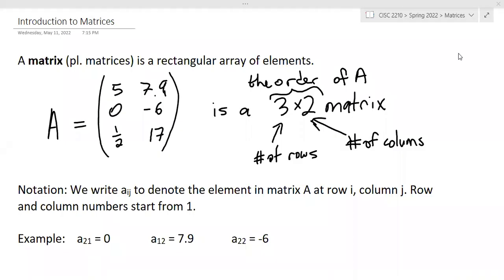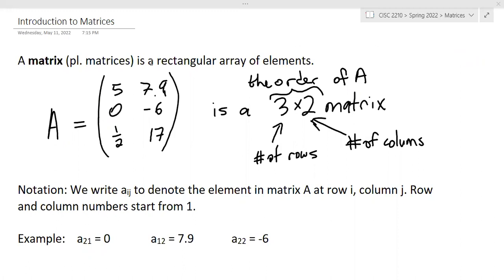All right, so we're going to talk about a few topics involving matrices. Matrices is a much bigger topic. You can take a course called linear algebra, a big part of which is involved in discussing matrices. But we're going to talk about some basics. So what is a matrix?